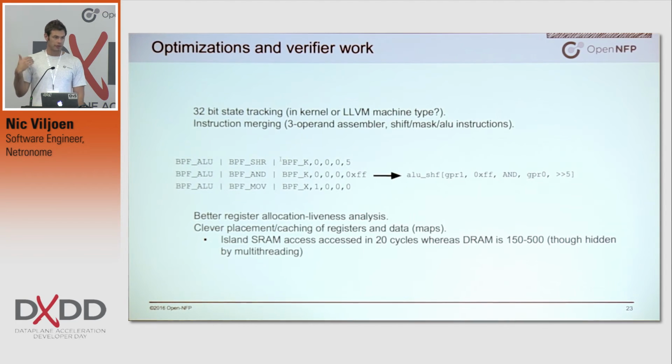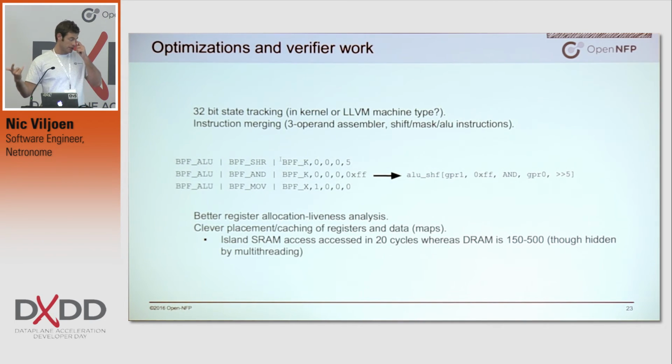Again, just finally a little bit of optimization work. So I mentioned earlier about the 32-bit state tracking. This is something we're now pushing into the verifier, so hopefully that will be up soon as well. This will lead to us being able to take a lot of these 64-bit ALU instructions that you end up with in eBPF, most of them are 32-bit ALU instructions. So instead of it taking us a bunch of instructions to process it in our 32-bit architecture, we can reduce those to a single instruction. That saves us a huge amount of cycles.